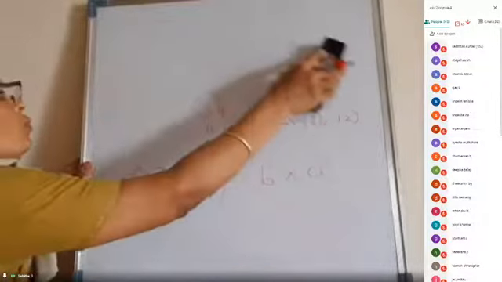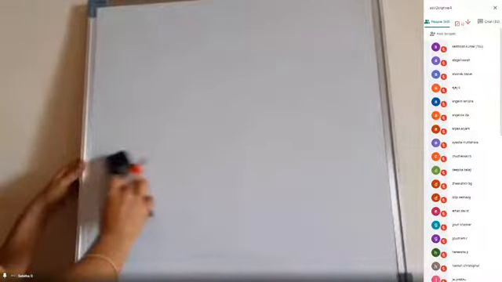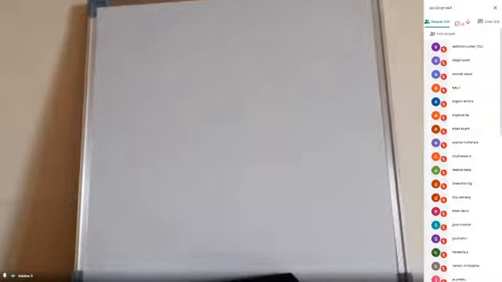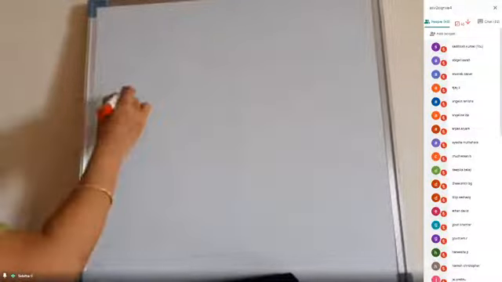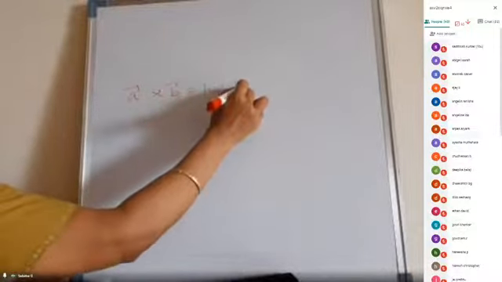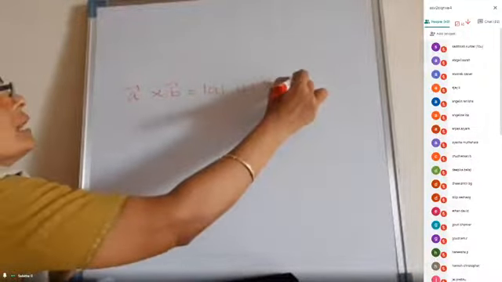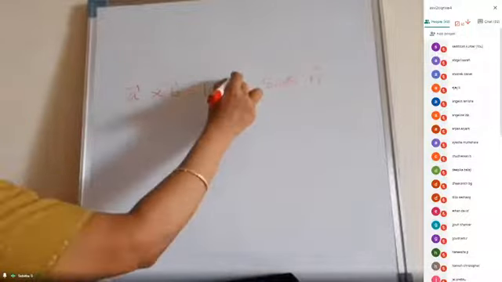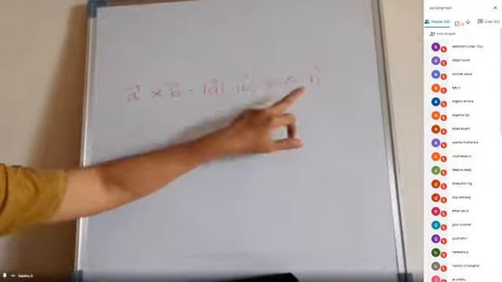Now, A dot B is mod A, mod B, cos theta. Like that, what is the definition for A cross B? A cross B is mod A, mod B, sin theta, times n cap. What is this n cap? I'll tell you.